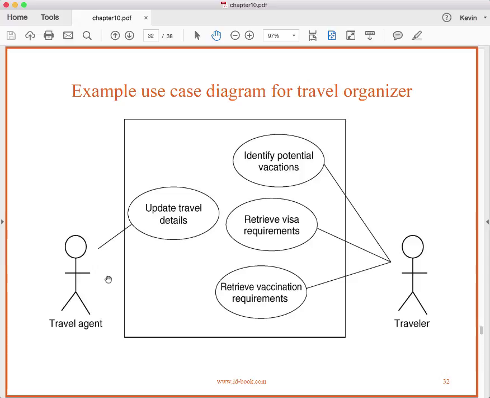So we represent an external system as an actor as well. Okay, so that's a use case diagram. Now, one of the things that we do is that we define a narrative, sometimes called a flow. It's a flow of events that happen in the use case.